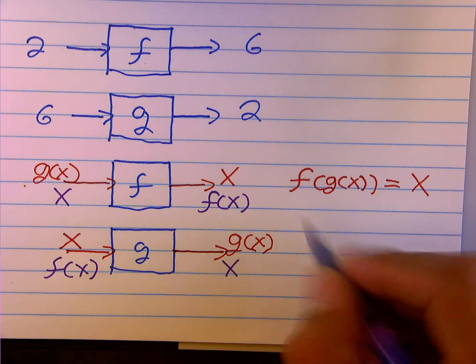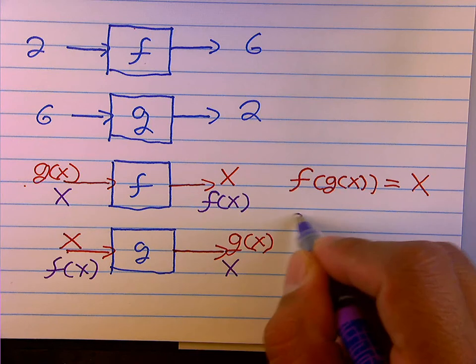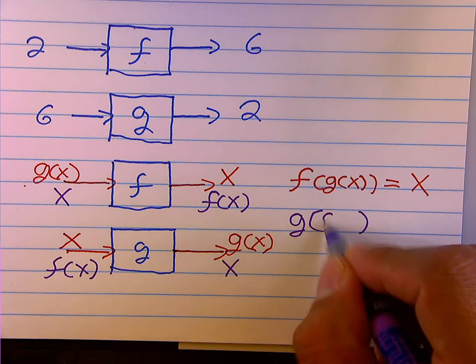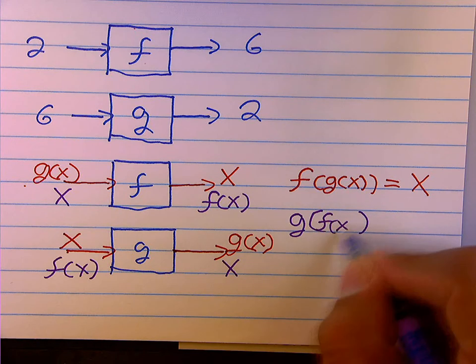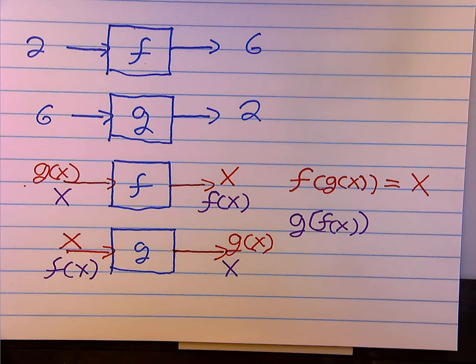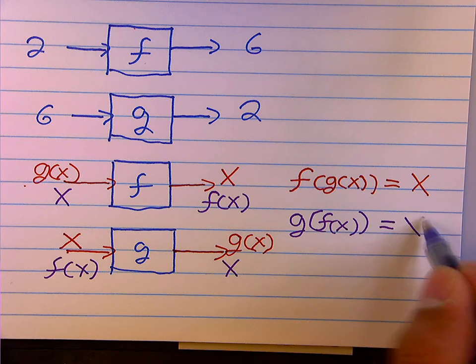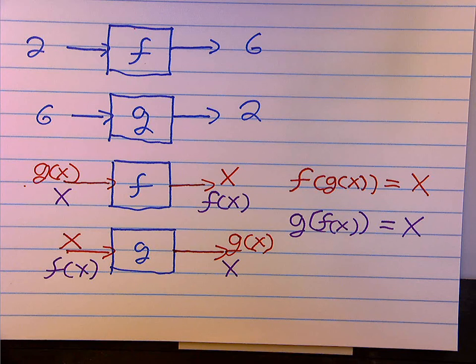Second part of my definition of an inverse, F and G are inverses of each other. If I take the function G and I plug in the output from F of X, G is going to take it back to X. So this is my definition of an inverse relationship. And I can now say that G of X is the inverse of F of X.